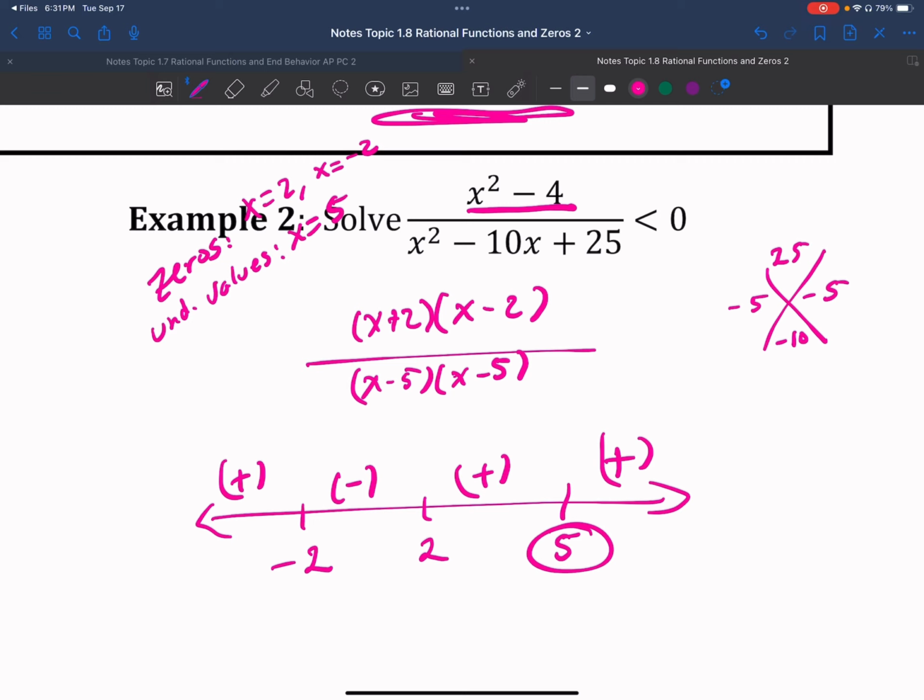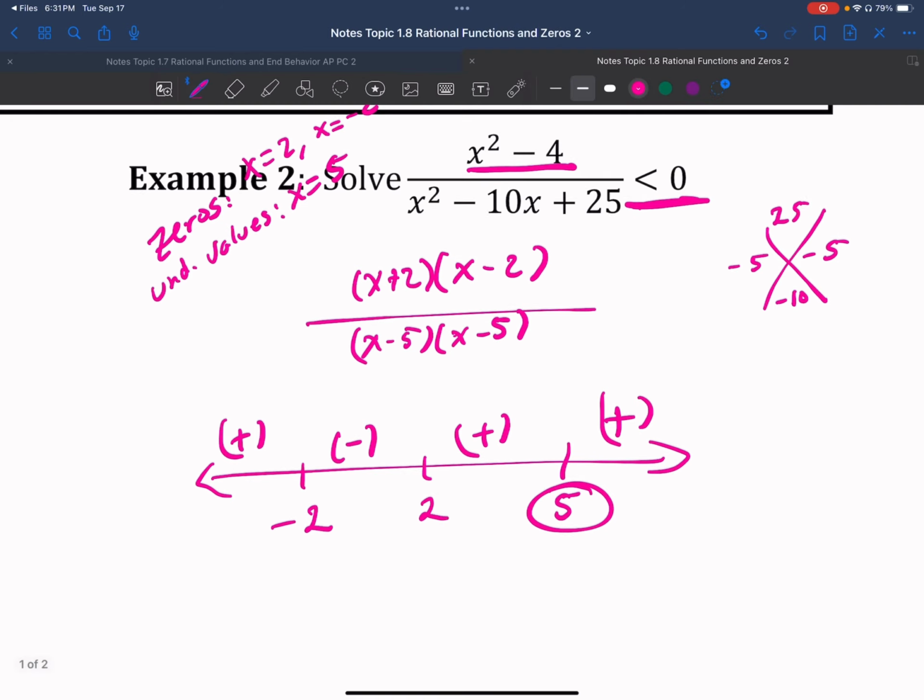Now I need to analyze what they want. They want less than 0. So I'm looking at the negative intervals. I only have one negative interval, which goes from -2 to +2. Again, it's less than, so all the endpoints should be excluded no matter what.